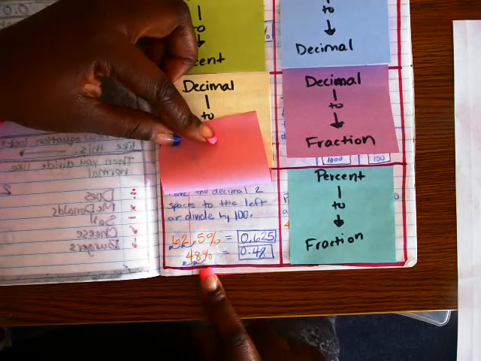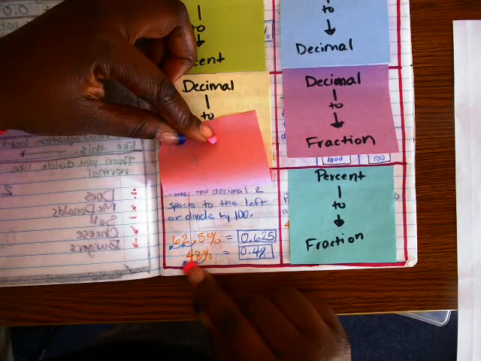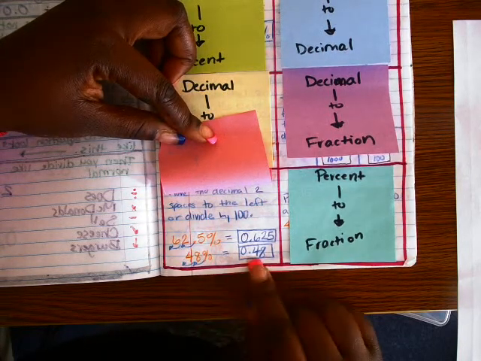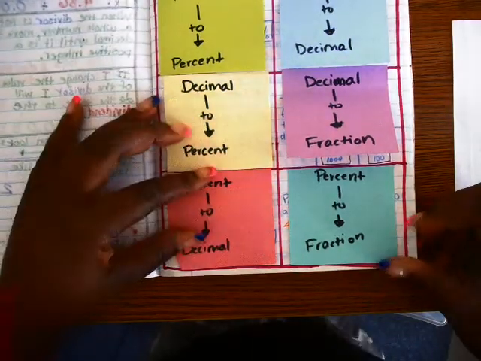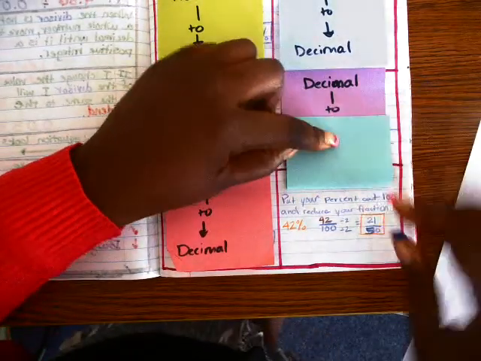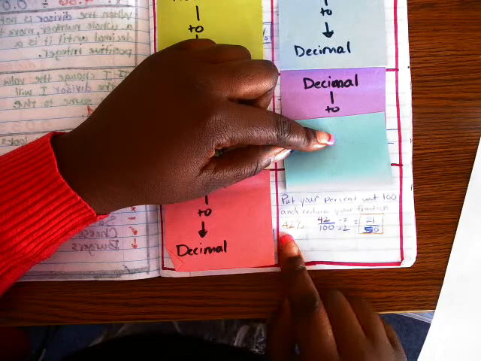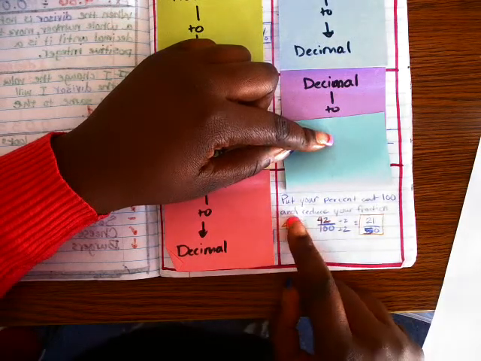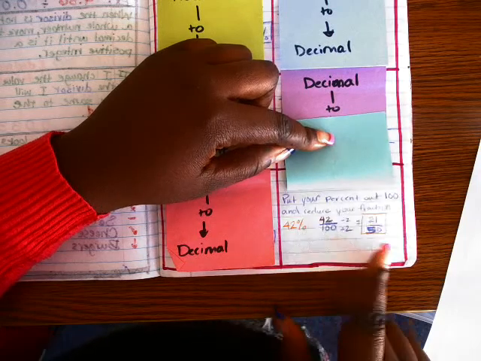My next percent is 48%. To change 48% to 48 hundredths, I move the decimal 2 spaces over. So now you have 48 hundredths. Last one. To go from percent to fraction, you put your percent out of 100. So if I have 42%, I put 42 out of 100, because a percent is always out of a whole. And then of course I reduce.